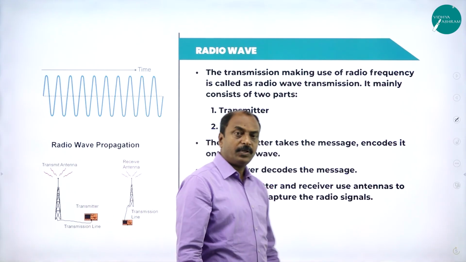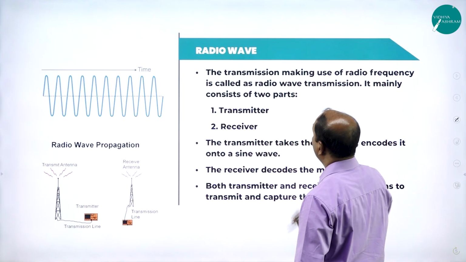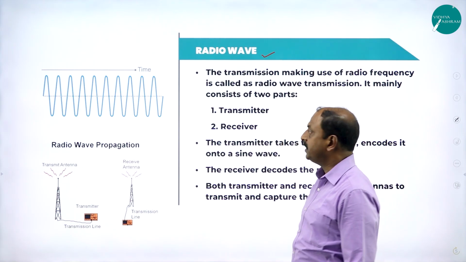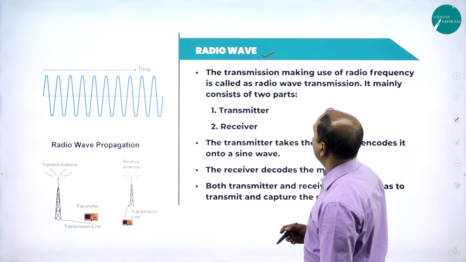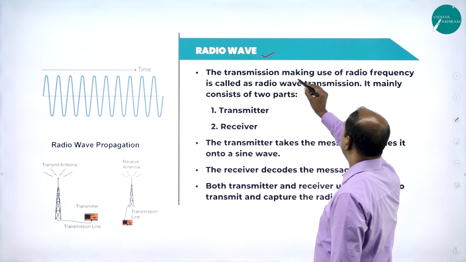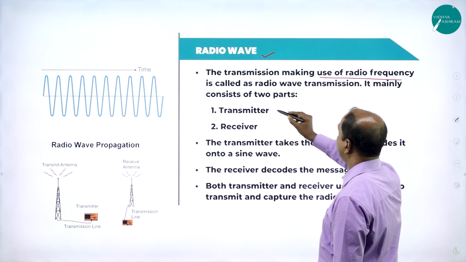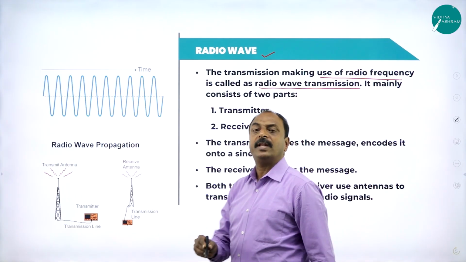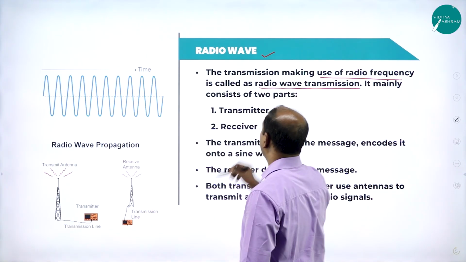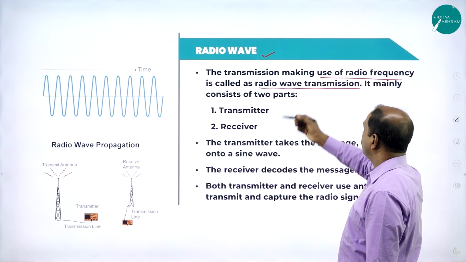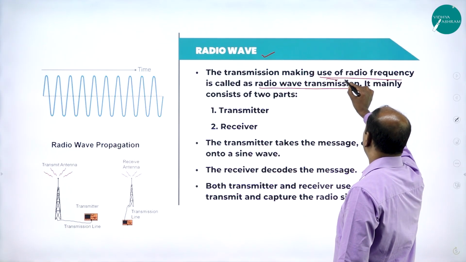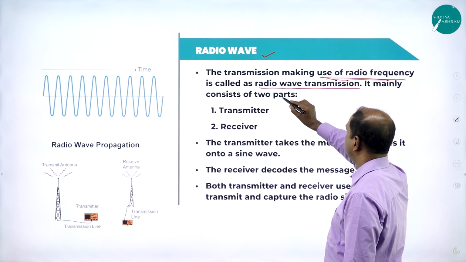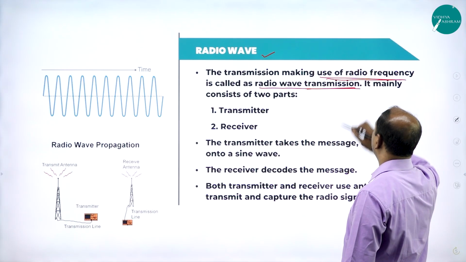Next, we look into one more technology, that is radio wave. It is one of the wireless technologies. Now let us see what a radio wave is. The transmission making use of radio frequency is called radio wave transmission. So one of the technologies of wireless communication is radio wave transmission. What is the definition of this? It makes use of radio frequency for data transmission. It is referred to as radio wave transmission.